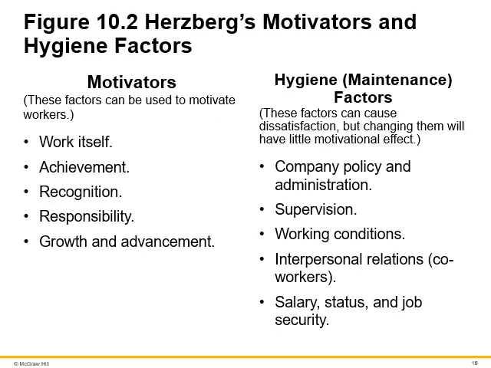As we talked about in the last slide on Herzberg's motivators and hygiene factors, motivators are work itself, achievement, recognition, responsibility, and growth and advancement. The maintenance or the hygiene factors can cause dissatisfaction, but changing them doesn't normally change the motivational effect. So it would be company policy administration, supervision, working conditions, interpersonal relations, salary, status, and job security.